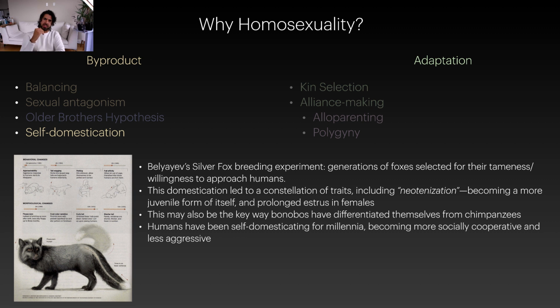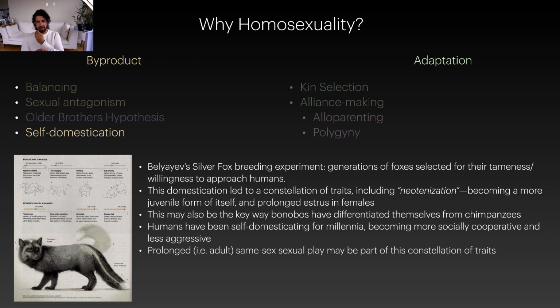Now, where it gets interesting is this argument that humans have been self-domesticating. We've been domesticating ourselves as a species for millennia. We've become more socially cooperative and less aggressive. We've had less tolerance for the least tame of our species to breed. And as a result, we've been going through the same process of juvenilization or neotenization, breeding for the same sort of traits. And one of those traits is prolonged adult same-sex sexual play. Might be part of the same constellation.